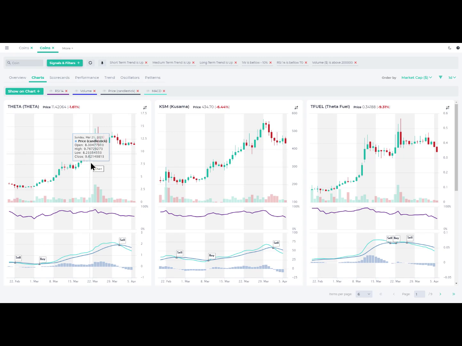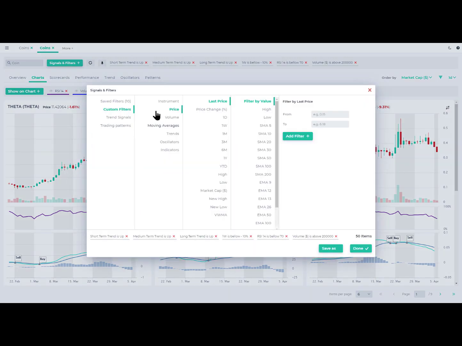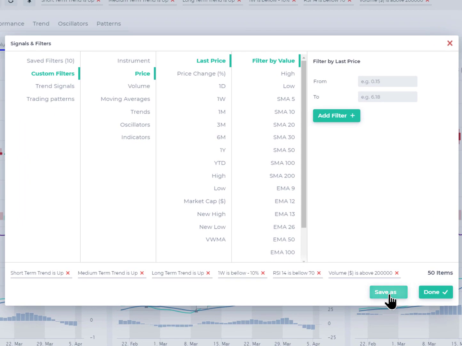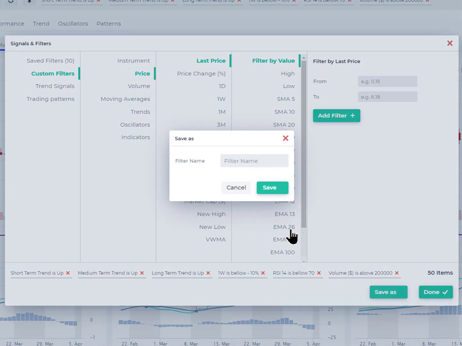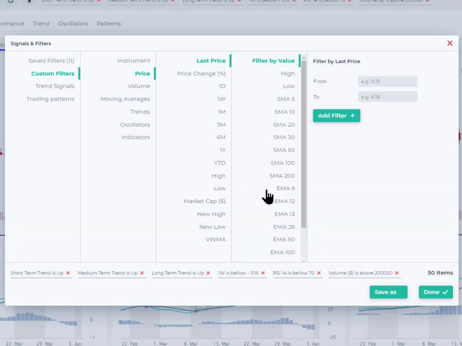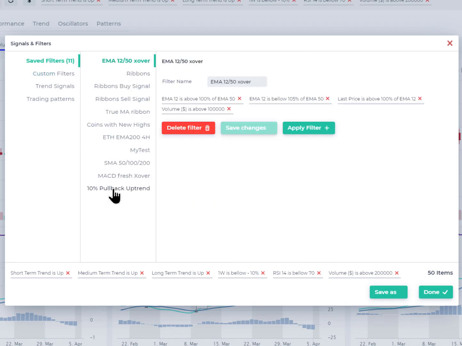And lastly, let's go ahead and save this filter we just created so we can reuse it in the future. So I'm going to go ahead and give it a name, 10% pullback uptrend. And as you can see, it's now under my saved filters, and I can apply that filter in the future.